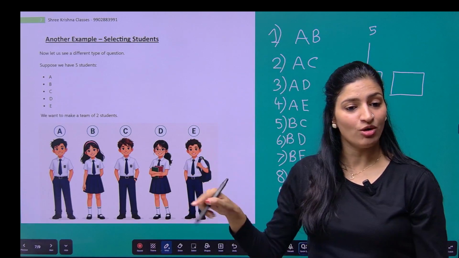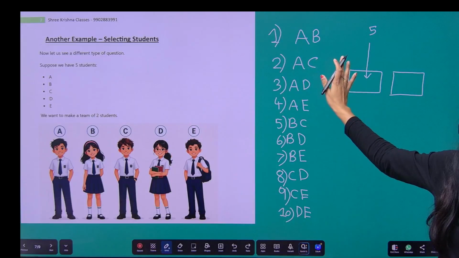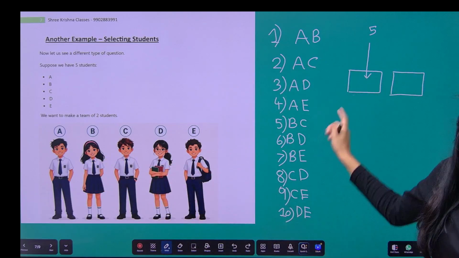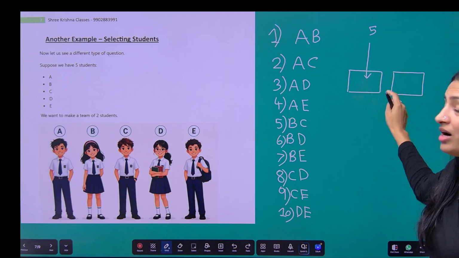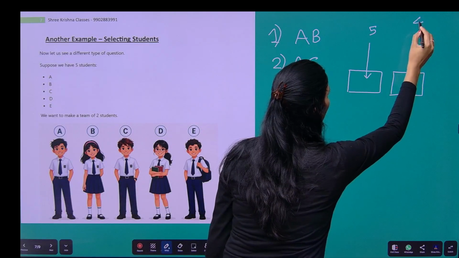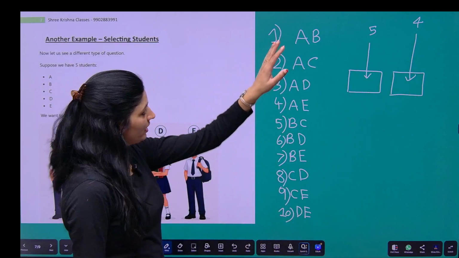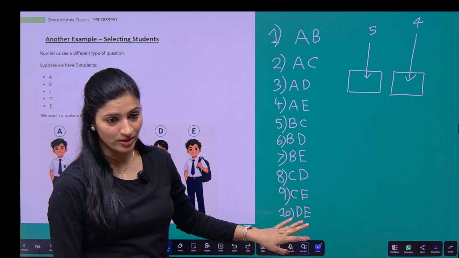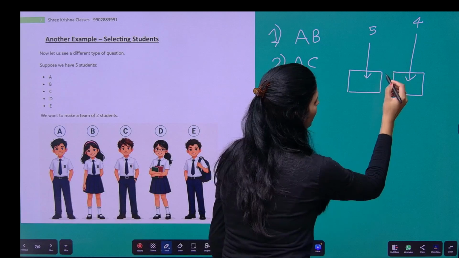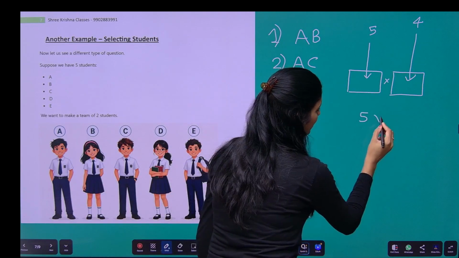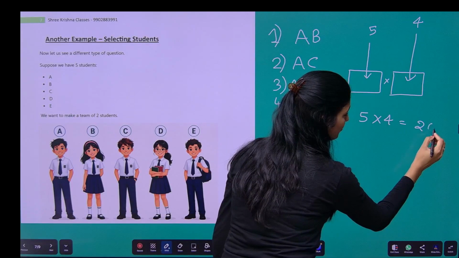Now one person is already selected, right? This position is filled. So any one random person is already selected from this. How many people are now available for the second position? 4, right? So total 4 people are available here. Remember that she has written these 10 combinations and her answer is also correct. Okay. Now, like I told you, multiply these two values. So 5 into 4, the answer is 20.